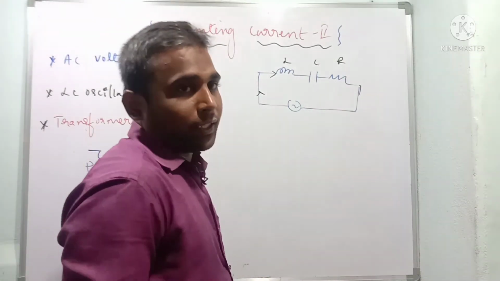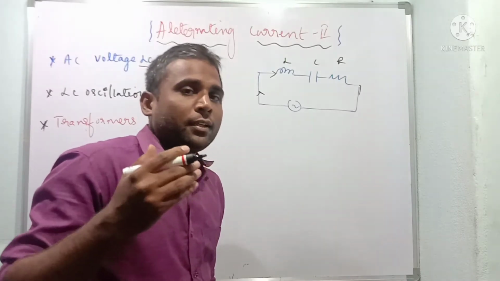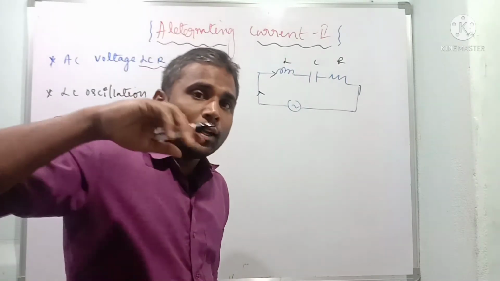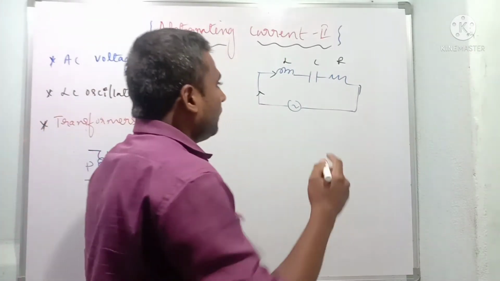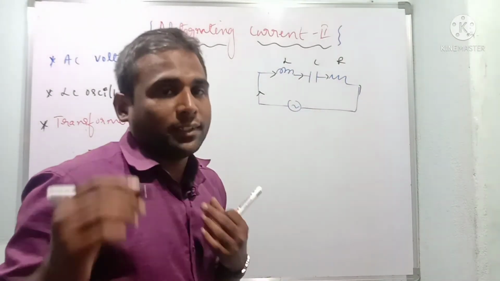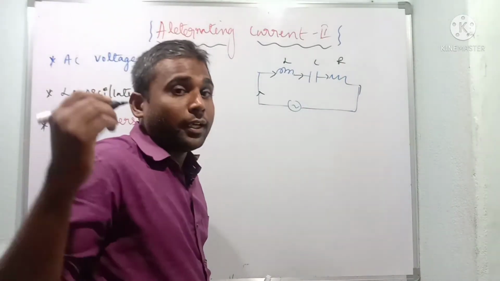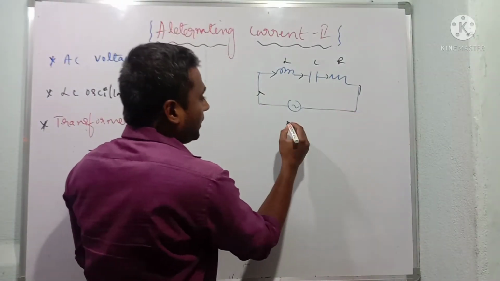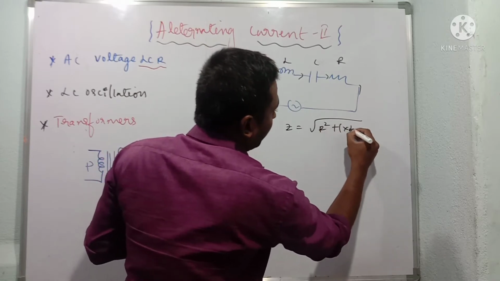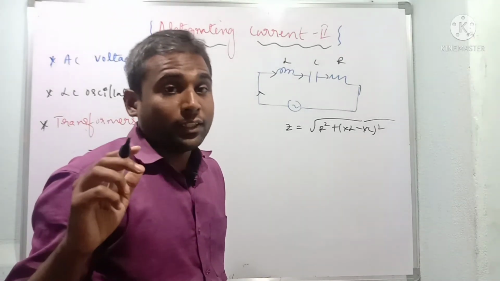circuit. As I told you, reactance means the opposition offered by the material when current passes through either an inductor or a capacitor. Now when I pass it through this system, we call it impedance. The opposition offered by the three devices is called impedance. It is given by the equation Z is equal to square root of R square plus (XL minus XC) whole square. Very important during solving the problems.